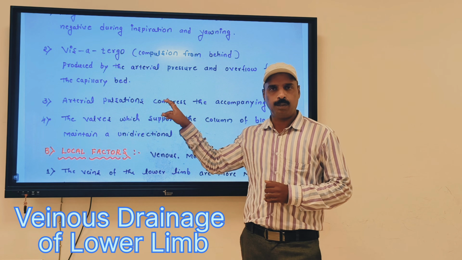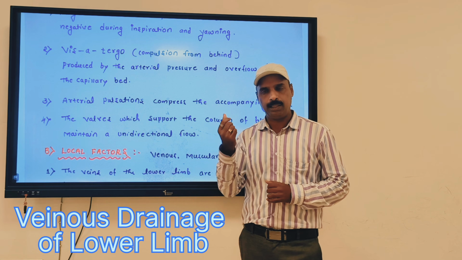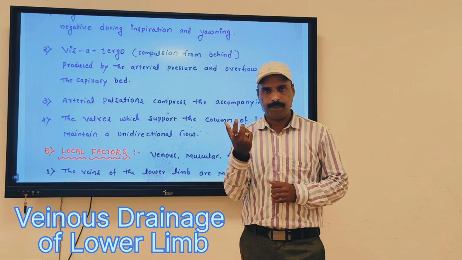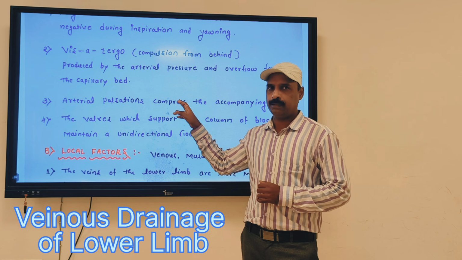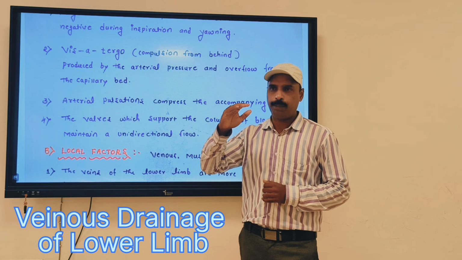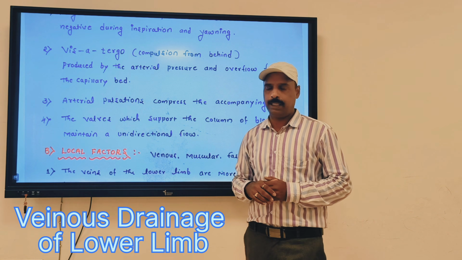There is a compression of the vein by the pulsation of the artery, which is pulsating because of the pressure. That always compresses the vein, and that compression helps the venous return.